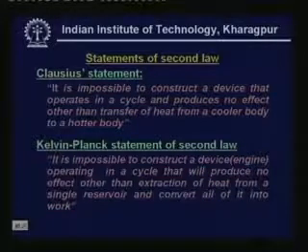That means all cyclic heat engines will have efficiency lower than 100%. How do you say that efficiency cannot be higher than 100%? Because the Kelvin-Planck statement says that for a cyclic heat engine to operate, the heat engine has to interact with two thermal reservoirs. That means it has to take heat from a high temperature reservoir, convert a part of it into work, and reject the rest of it to a low temperature reservoir.